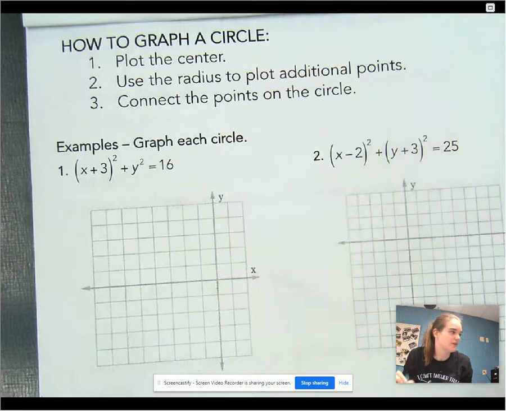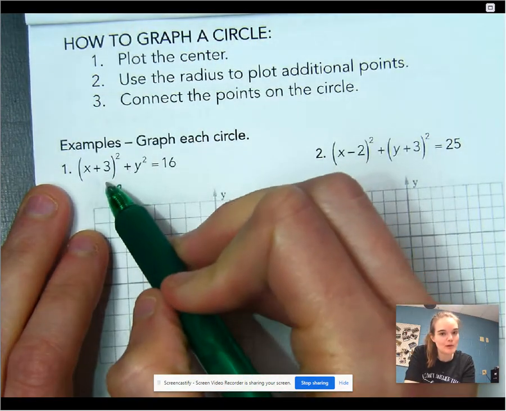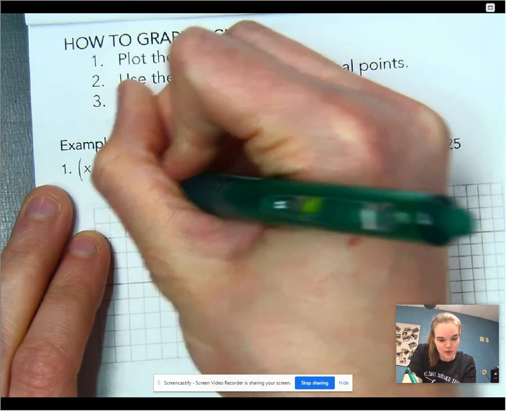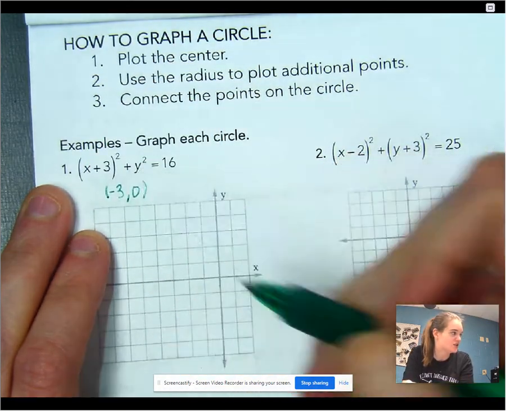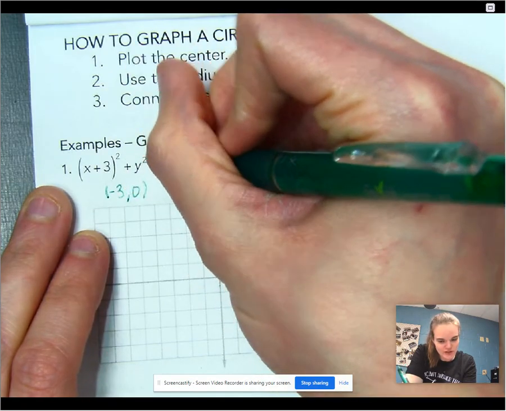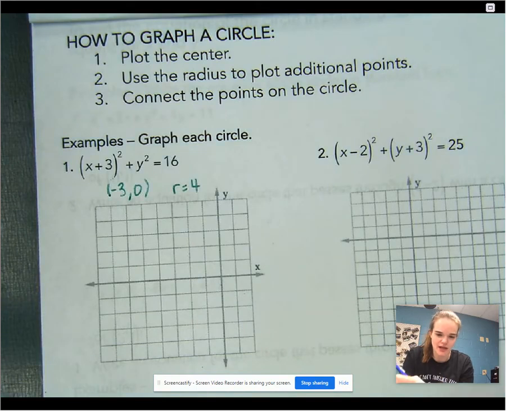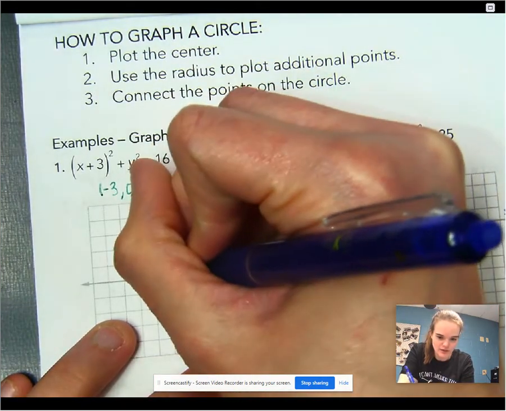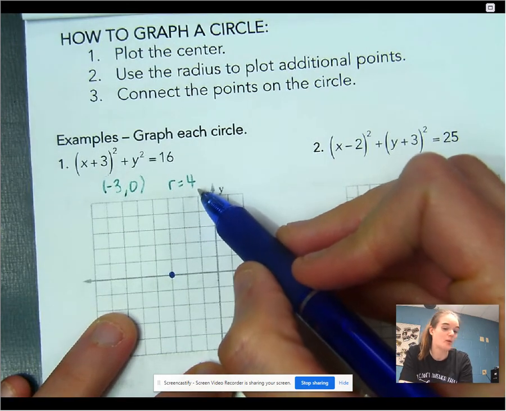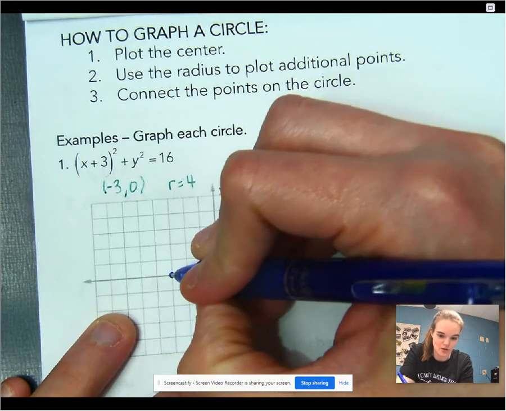So number 1 is plot the center. So our center here is negative 3, because remember when we put it in, it's the opposite actually, and 0, because y doesn't have anything added or subtracted to it. Our radius is the square root of 16, so that is 4. So we are going to put a point on negative 3, 0. There's our center. Now we are going to put 4 points, 4 units away. So we're going to go up 4 units.